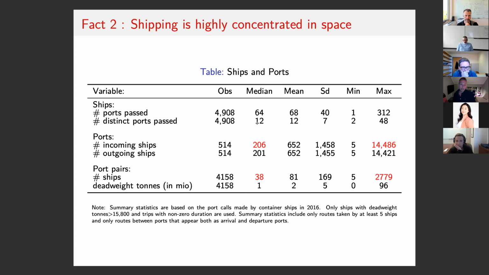Next, I want you to focus on the third row. Shipping is highly concentrated in space. Now we flip the data set to the port level. We have around 500 ports in our data set, and the number of incoming ships for the median port is around 200. But the max is more than 14,000, right? So you have these mega ports, like Shanghai, Ningbo, Shenzhen, these Chinese ports, which are the biggest in the world. But the median port is much, much smaller. So these would be the big nodes in this network. You also see this at the port pair level. We have around 4,000 port pairs, and the median port pair has 38 ships, but the maximum has much more.